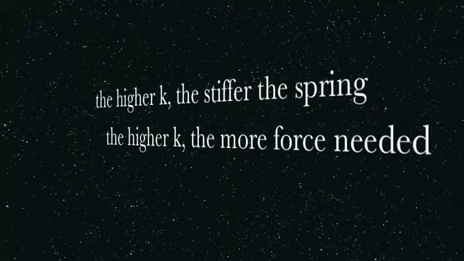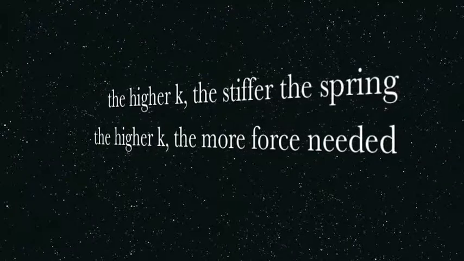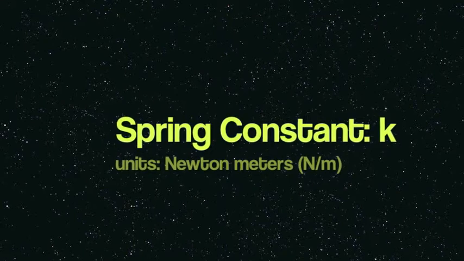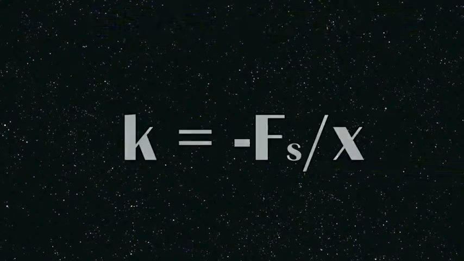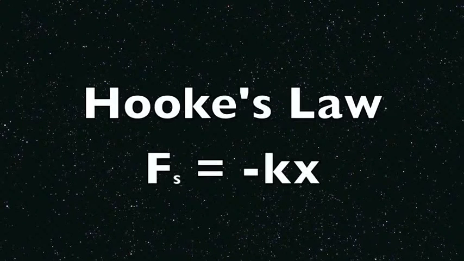A stiff spring would have a high spring constant. This means that it would take a relatively large amount of force to cause a small displacement. The units for the spring constant are newtons per meter, because when K is isolated in the Hooke's law equation, it is found that K equals negative F sub s divided by X. F is measured in newtons and X is measured in meters. It is notable that the equation for Hooke's law works for springs stretched vertically and for springs stretched horizontally.